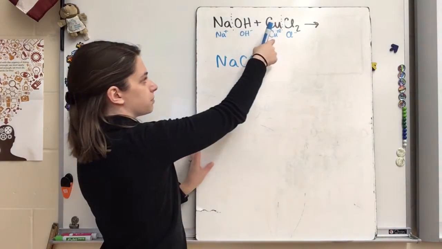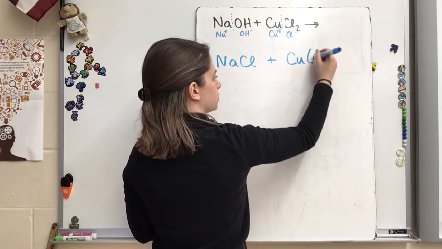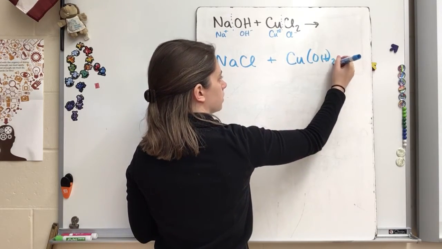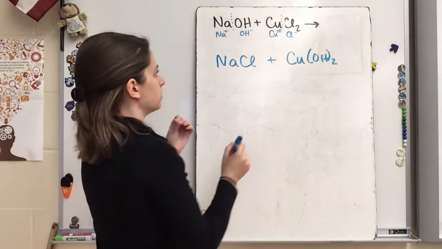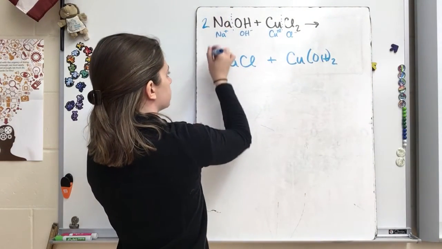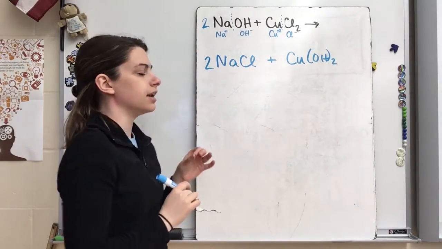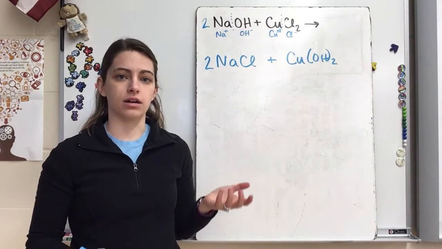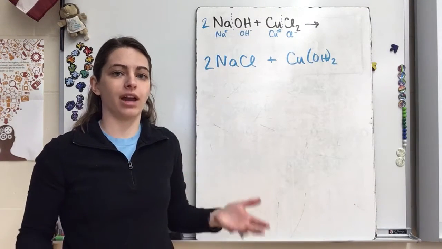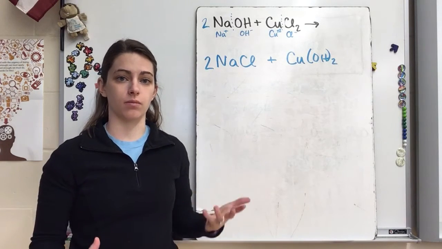And then our copper +2 is going to bond with our hydroxide to form copper(II) hydroxide, so Cu(OH)2. And then if we wanted to balance this, we need 2 sodium hydroxides and 2 sodium chlorides for this to balance. Now, if we're writing a net ionic equation, we need to look at our solubility rules. We need to decide what is actually going to precipitate out, or what's actually going to form a solid.